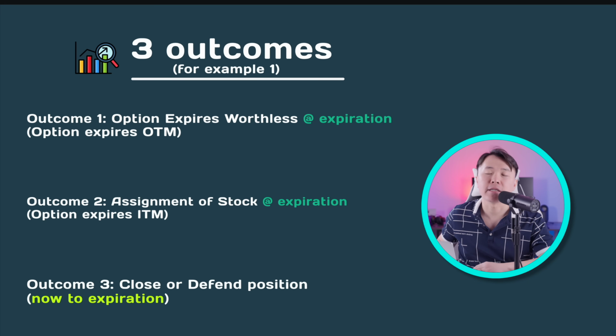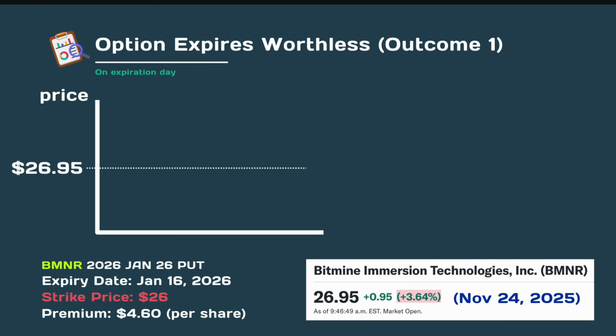And lastly, this third outcome makes up the majority of the course. We're going to teach you how to close out a position if you're winning anytime from now to expiration date, or defend a losing position. So let's get started and talk about outcome number 1. Let's look at the first outcome over here.